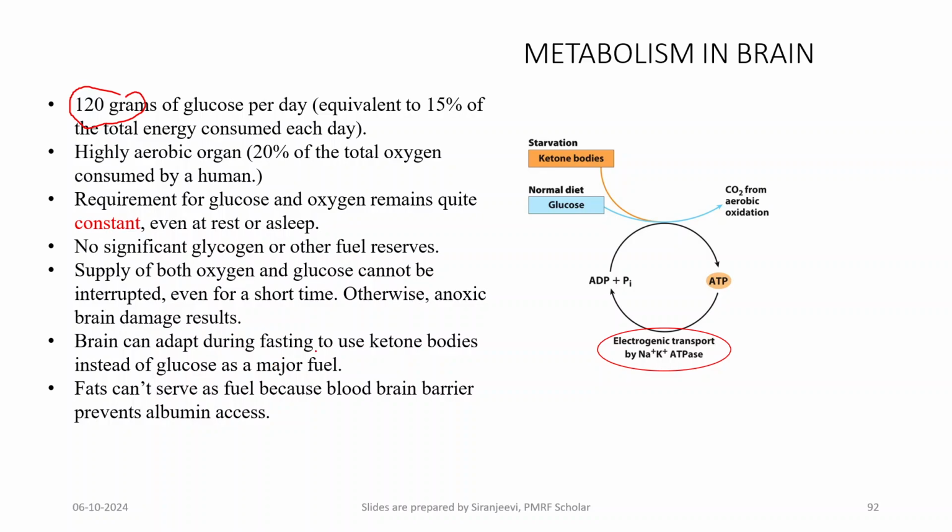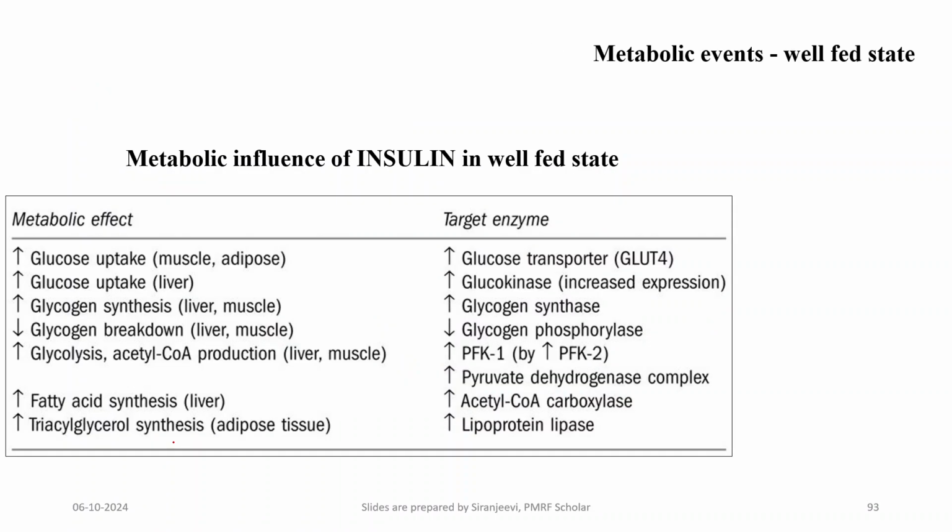The brain can adapt during fasting to use ketone bodies as a main fuel source instead of glucose as a major fuel. Fats cannot serve as a fuel because fatty acids bound to albumin cannot pass the blood-brain barrier.